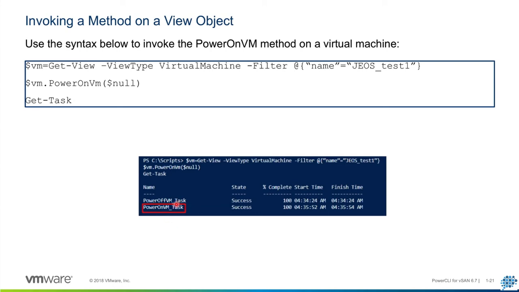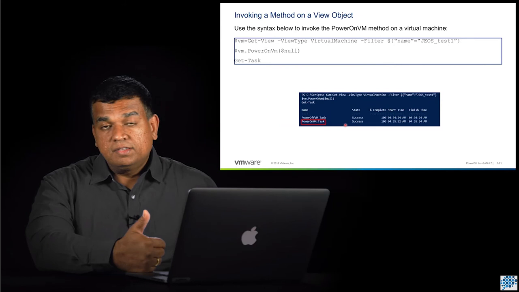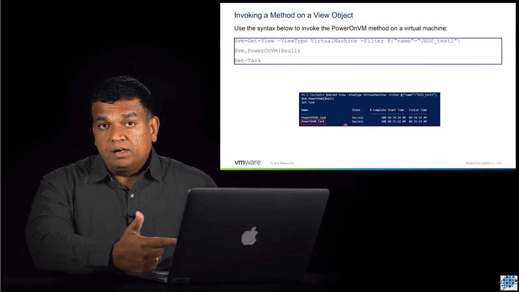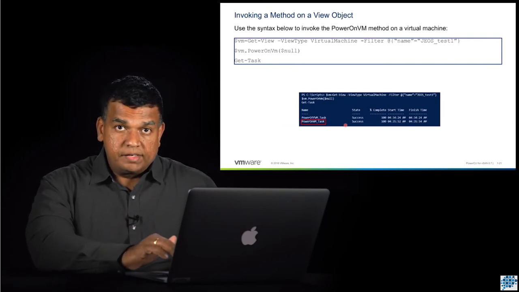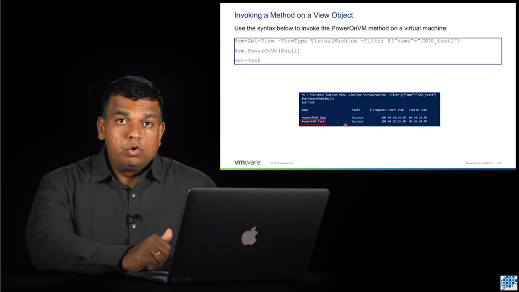So if you see the output on the screen below, you'll see that we have a task called PowerOnVM, which is the recent one which we invoked. And if you look at the virtual machine, you'll see that eventually the virtual machine gets powered on. So once again, to reiterate this, we are not using the regular PowerCLI cmdlets like Start-VM or Stop-VM here. We are invoking the method directly on the view object. So there is a lot of difference there, compared to using a normal VI object.